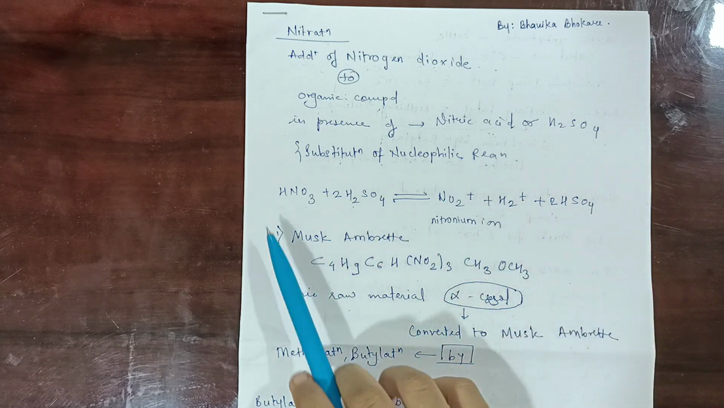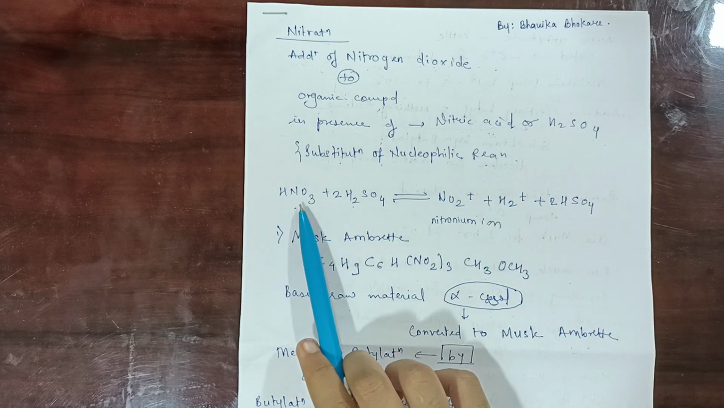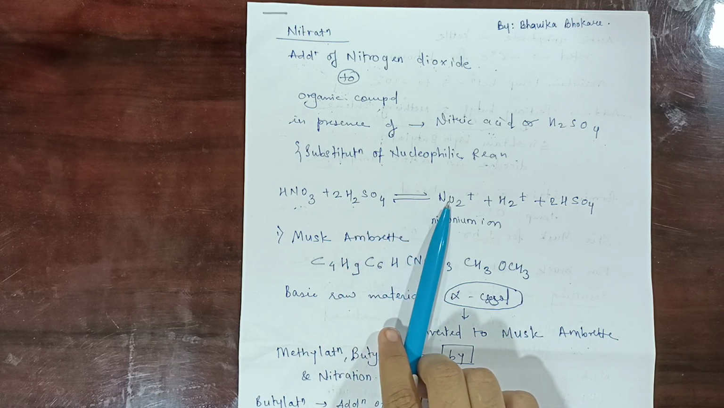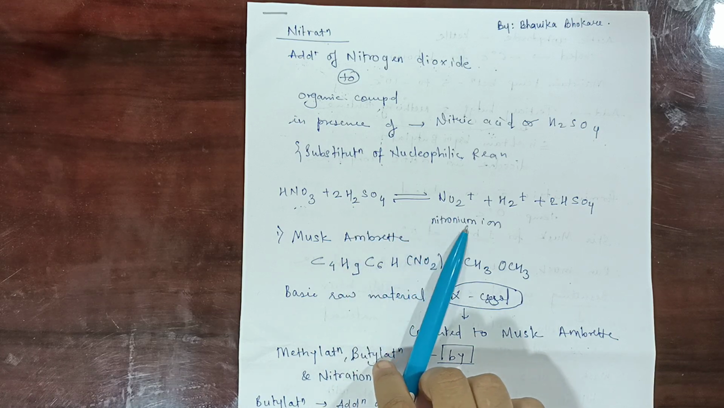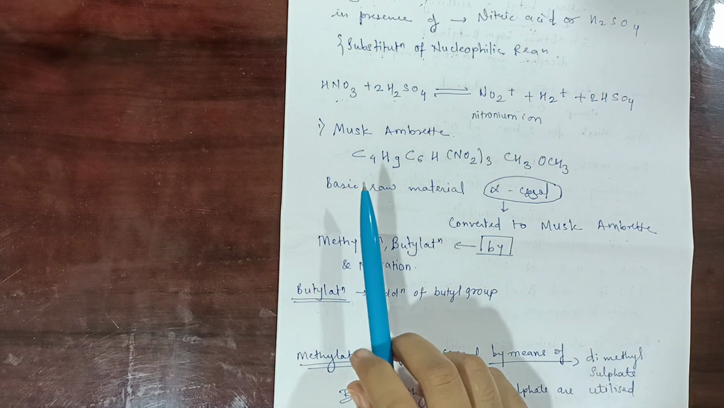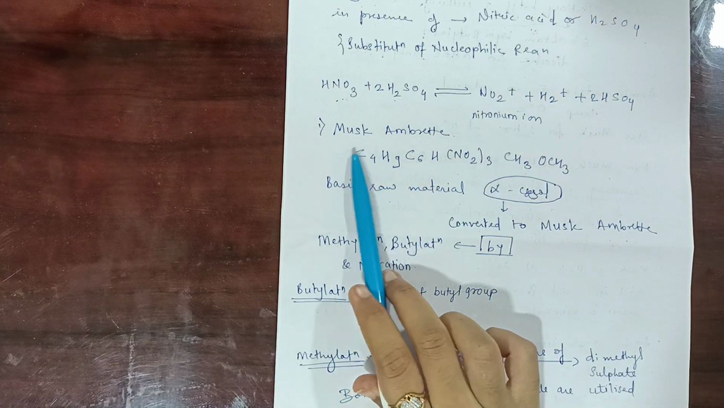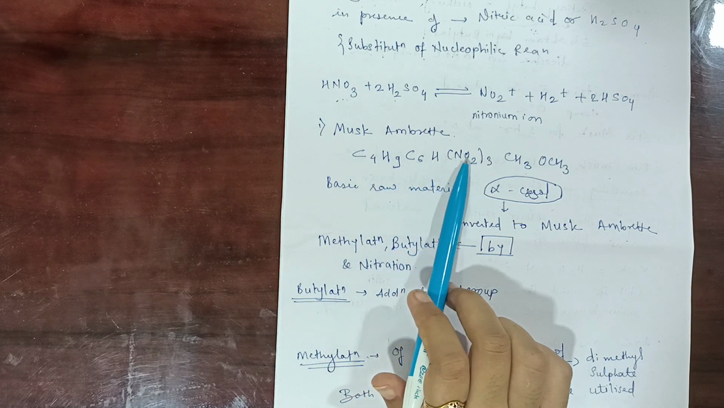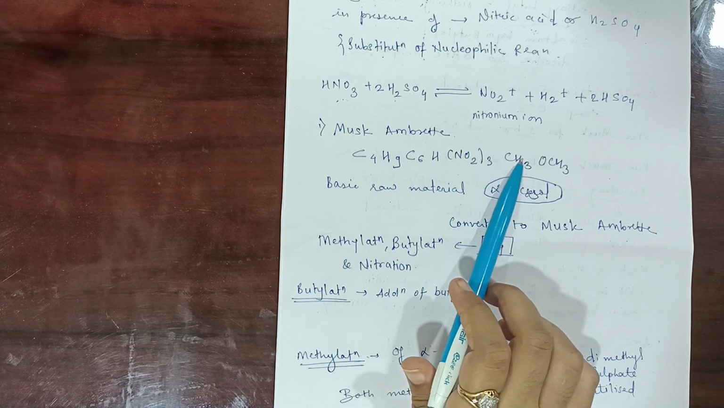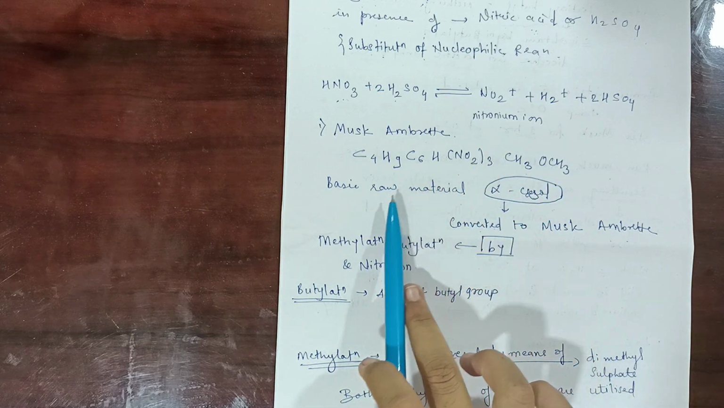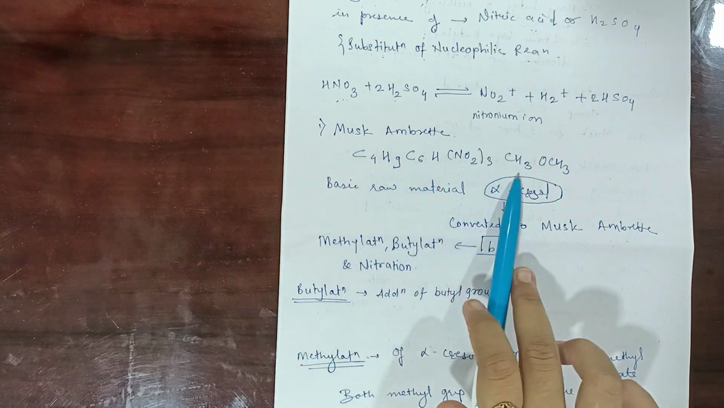This is the reaction: HNO3, nitric acid, with H2SO4, and you will get a nitronium ion here. In this first example we are going to start with musk ambrate. C4H9C6HNO2 3CH3OCH3. This is the chemical formula for musk ambrate.